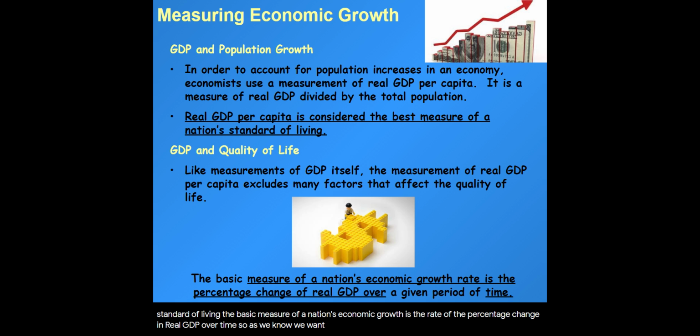So as we know, we want things to go up, we want things to do better in the GDP. So we assume that quality of life will be better if the GDP is doing better, if the economy is doing better. And of course, each generation wants the next to do better in the future.